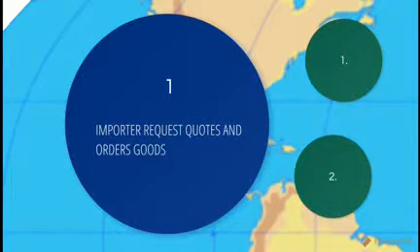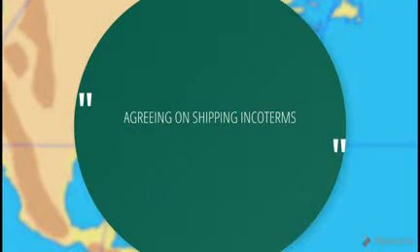After that, the consignee will often create a purchase order. After they create a purchase order, they will agree on shipping Incoterms. Shipping Incoterms are essentially the terms that allocate the cost and the risk between the buyer and seller when shipping. They determine who is responsible for what while the goods are moving from point A to point B.